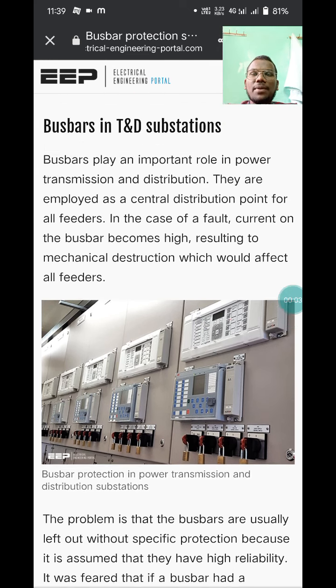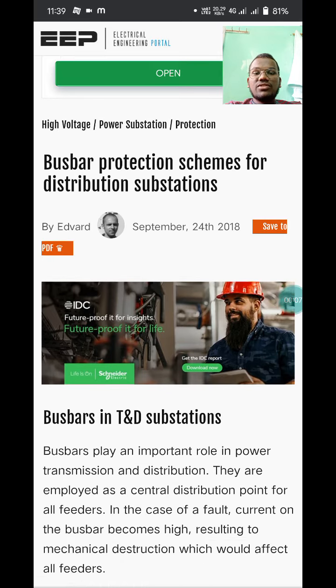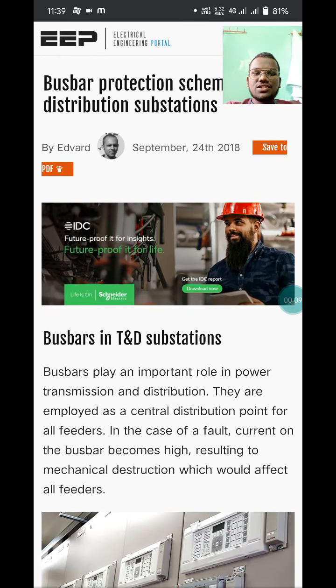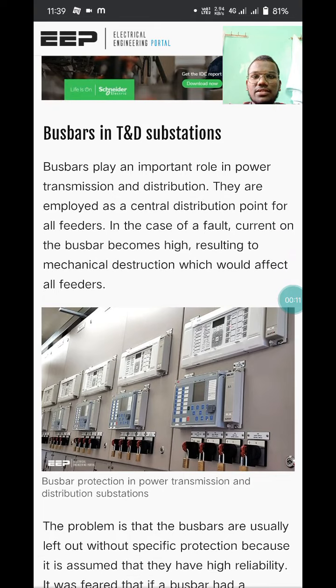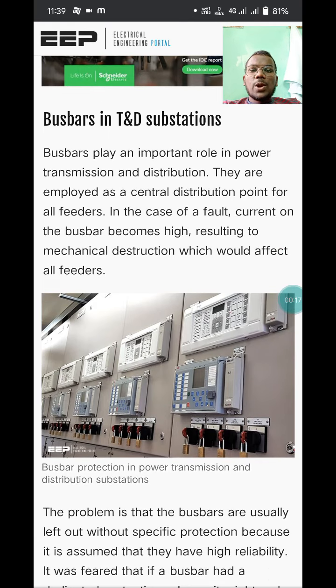Today my Techtalk topic in power system protection is busbar protection schemes for different distribution substations. Coming to the topic, busbars play an important role in power transmission and distribution. They are employed as a central distribution point for all feeders. In the case of a fault, the current on the busbar becomes high, resulting in mechanical destruction, which would affect all feeders.